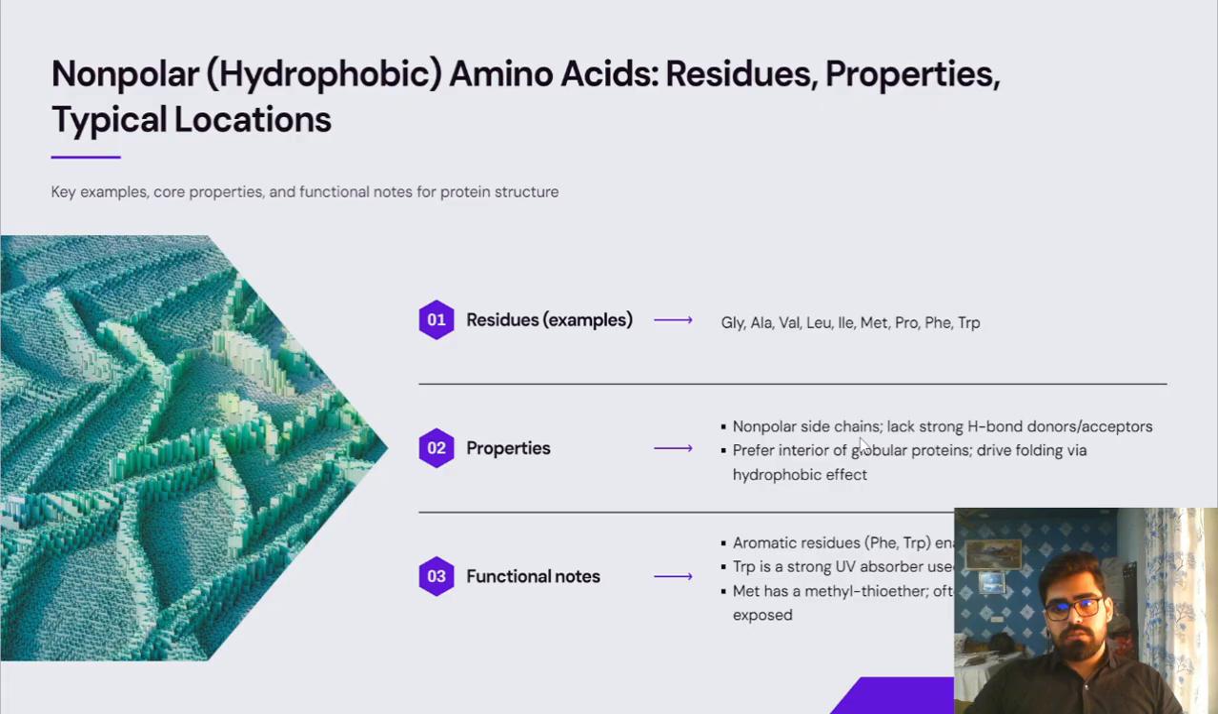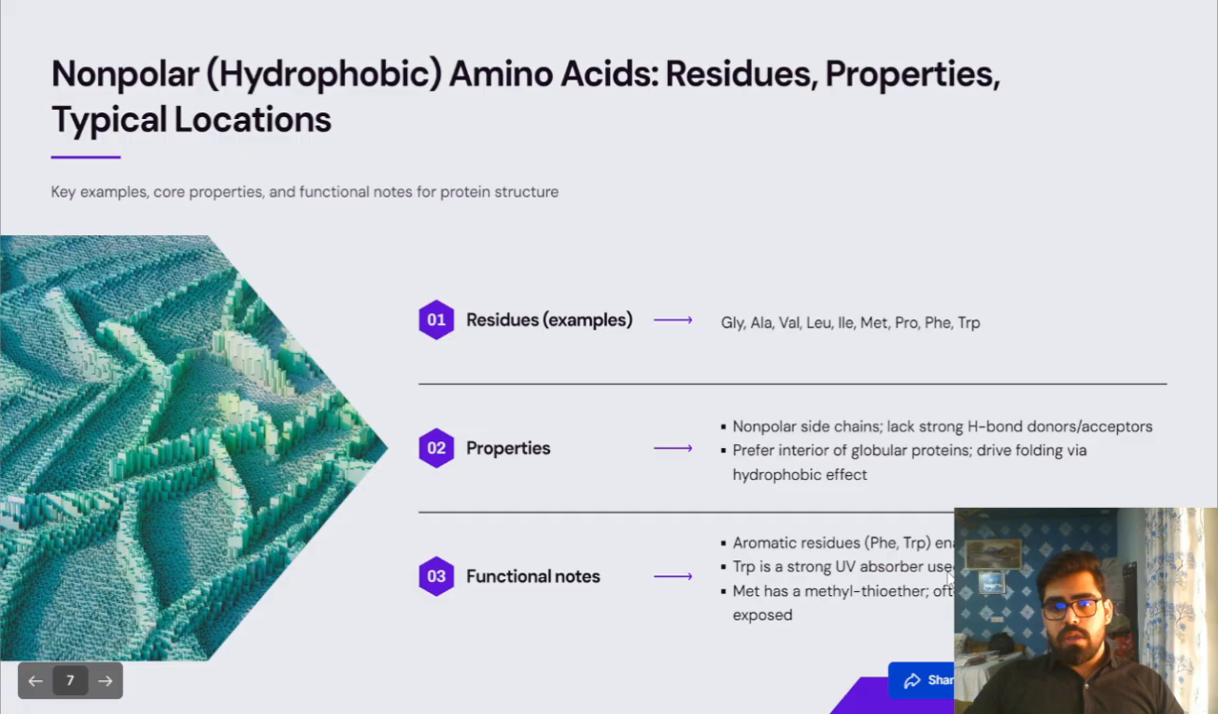TRP is a strong UV absorber and is used in spectroscopy. This is a functional note because it is an important category. Methionine, a thioether, is often buried but can be surface exposed. So these are some of the known non-polar hydrophobic amino acids.